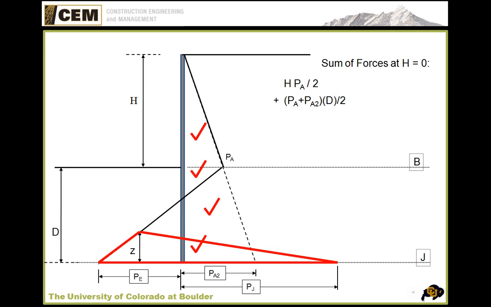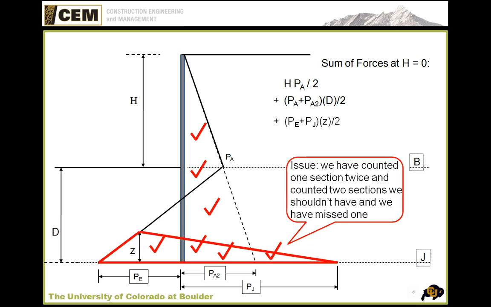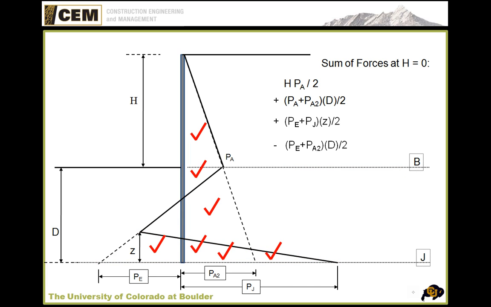Next, let's take a look at this triangle here. Again, it's easy to compute. It's just going to be PE plus PJ, that's the base, times Z over 2. That's what you're going to see there. And here, again, we've accounted for an area that's important, that would be difficult otherwise. We've double counted an area now. That's not very good. And we have accounted for another area that doesn't exist. So at this time, we're at a strange point where we've accounted for a couple of areas that don't exist. We've double counted an area.